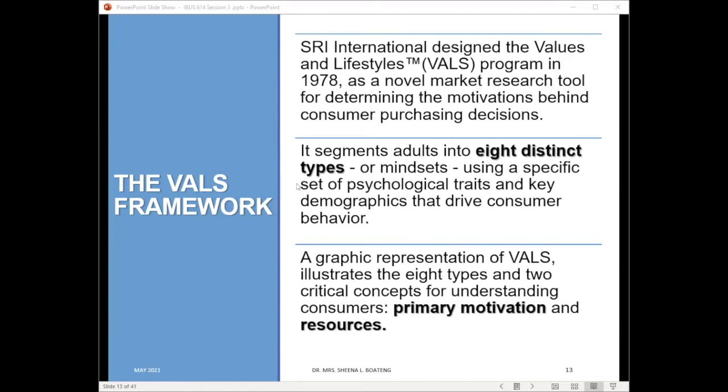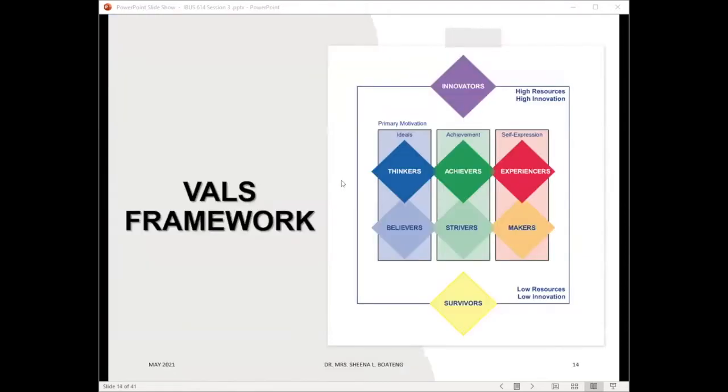This VALS Framework has 8 distinct types of consumers that it can classify. This classification is done using a combination of their primary motivations as well as the resources they have at their disposal. With this, VALS is able to classify 8 distinct types of consumer groups, namely innovators, thinkers, achievers, experiencers, believers, strivers, makers, and then we have survivors.